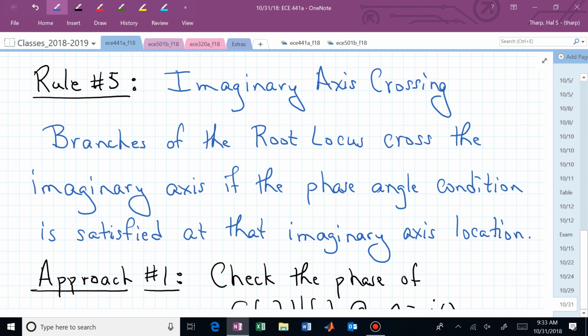So some of these rules apply sometimes, sometimes they do not. You don't always have to use every rule. In the second one, it did apply. We're dealing with rule number 5, which says branches of the root locus cross the imaginary axis if the phase angle condition is satisfied at that imaginary axis location.